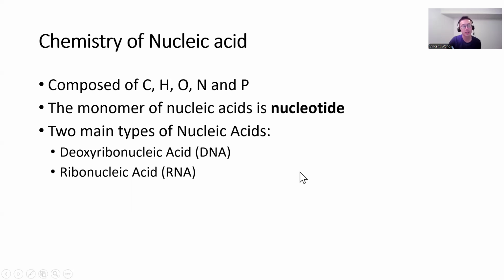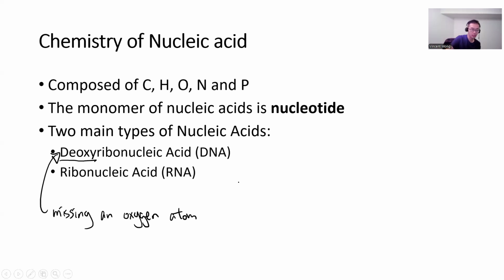There are 2 types of nucleic acid. This is the one that most people are familiar with, called DNA. The D stands for deoxy, and DNA is deoxyribonucleic acid, whereas RNA is just ribonucleic acid. As the name implies, DNA is deoxy, so it is missing an oxygen atom. I'll tell you where it is in a second.